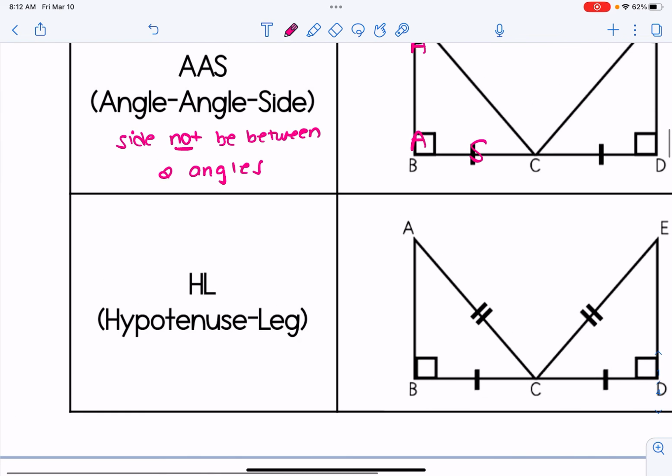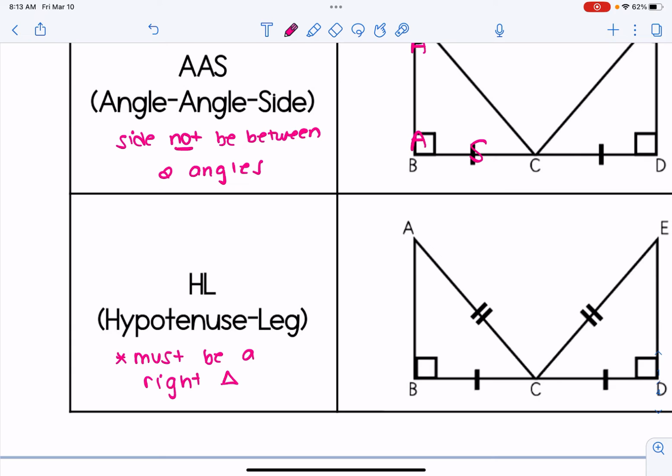All right, for our last one, it sounds a little different than all the others, right? We have different letters here. We have H and L. So hypotenuse-leg. It's important to realize that hypotenuse only exists in a right triangle. And you're going to see when we write proofs that we have to specify that before we use hypotenuse-leg. So only right triangles have a hypotenuse.